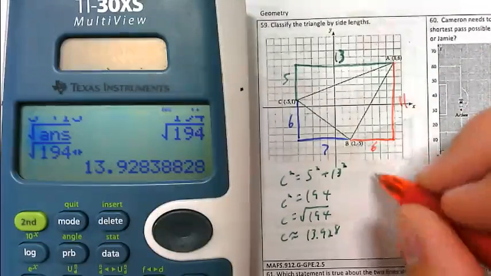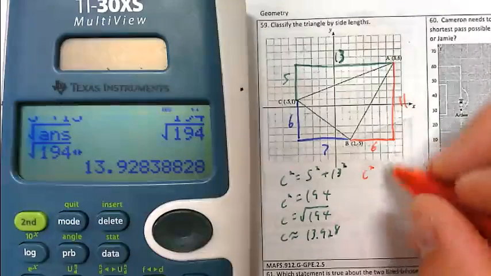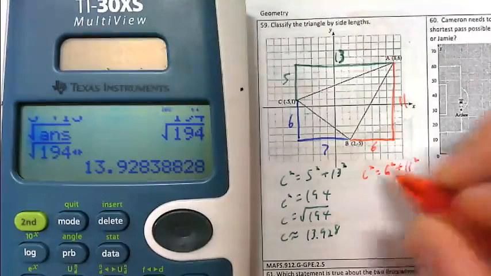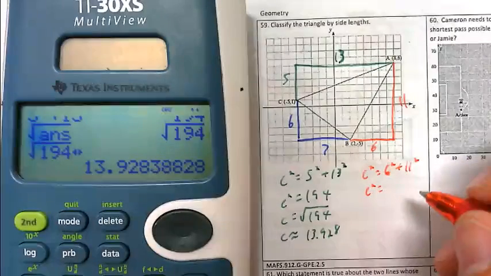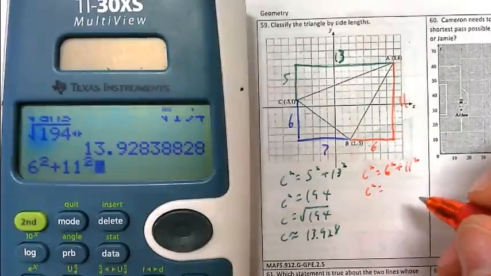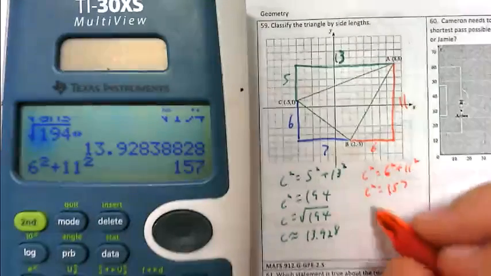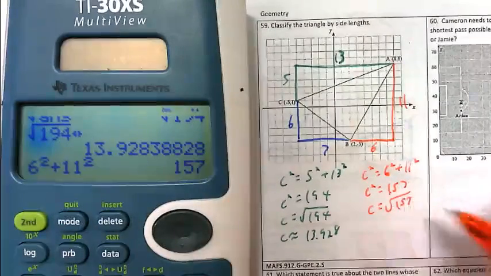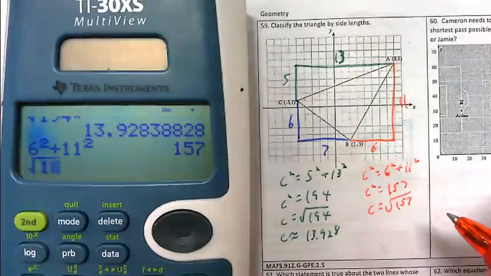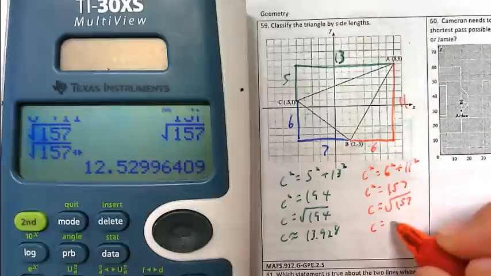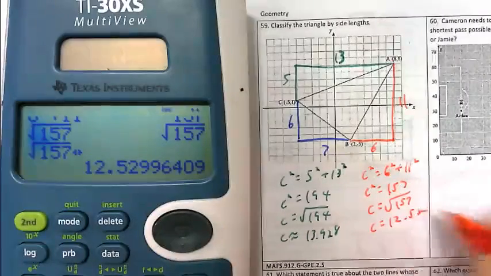Let's do red next. This one I did in red, c squared equals 6 squared plus 11 squared. 6 squared plus 11 squared is 157. Again, completely different answer here. So the square root of 157, again, doesn't come out nicely. So, again, we get another decimal.